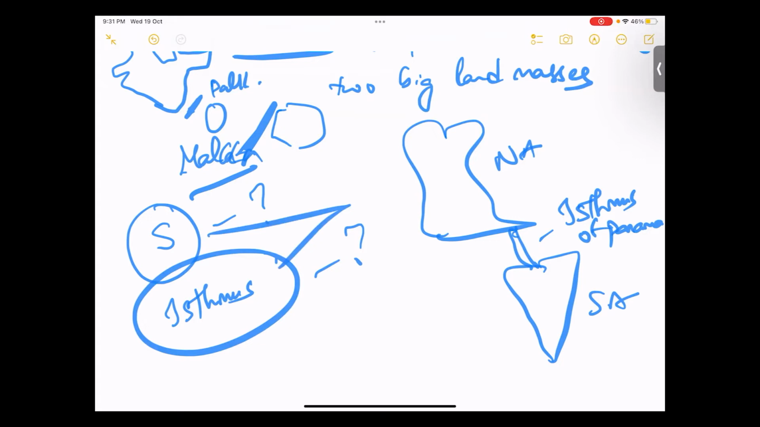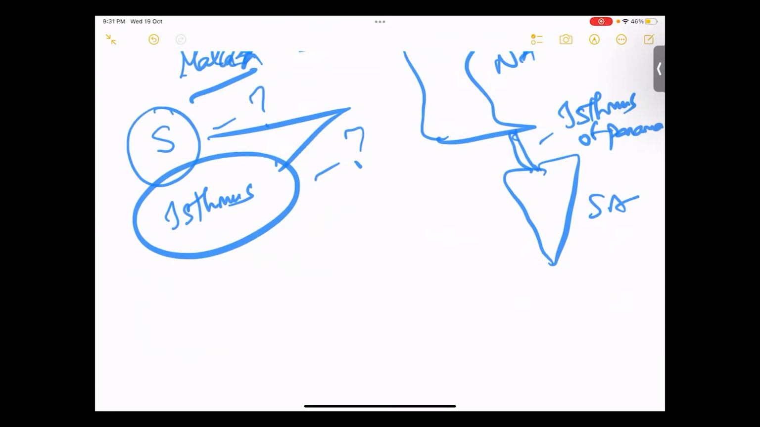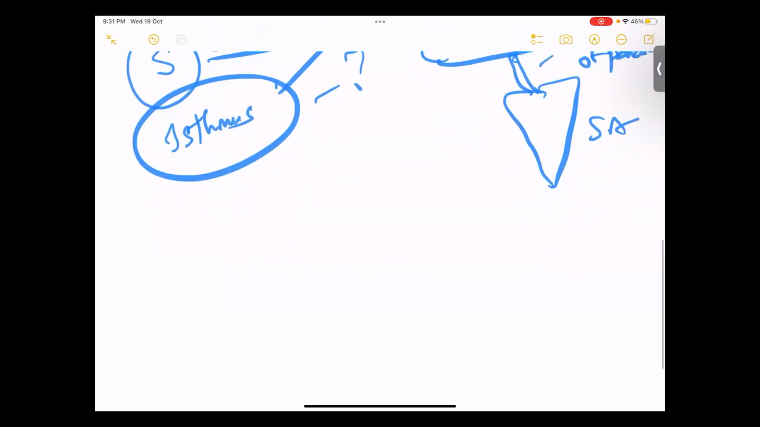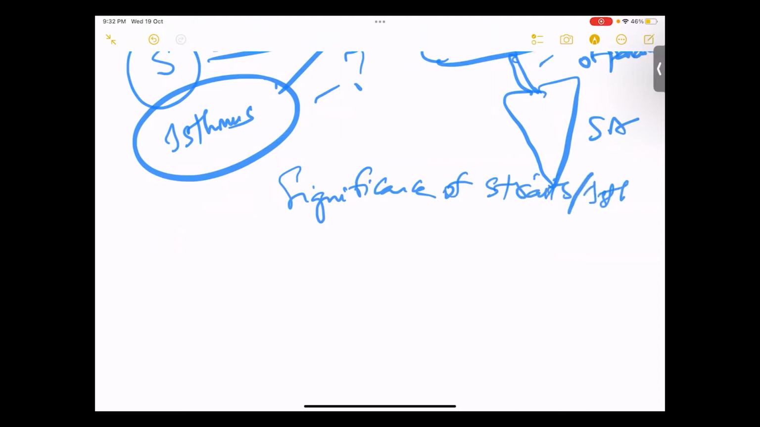Unless you don't have any time, maybe if you have to write this answer in 1 minute, then even so, if you want to score some 2 or 3 brownie points, you can simply write a side heading of significance of straits or isthmus in international trade.